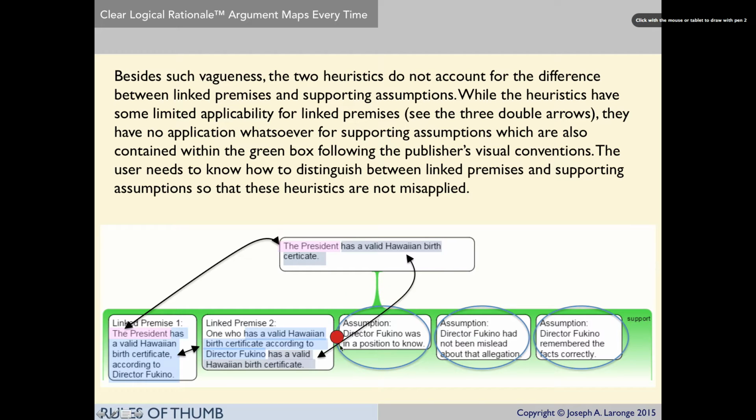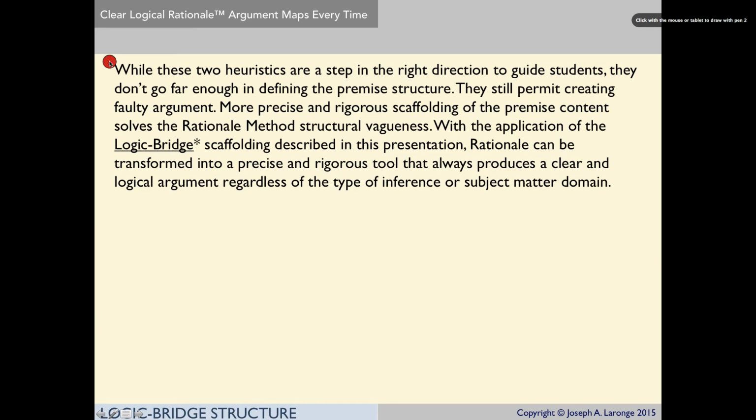Neither of the heuristics apply to a different kind of sentence in reasoning, which are called assumptions. And they're also within the green support box under the typical publisher conventions. So the user needs to know how to distinguish between linked premises and supporting assumptions so that these heuristics are not misapplied. But the typical instructions about how to use Rationale don't make clear how to distinguish between them. So that's what together creates the problem with these heuristics.